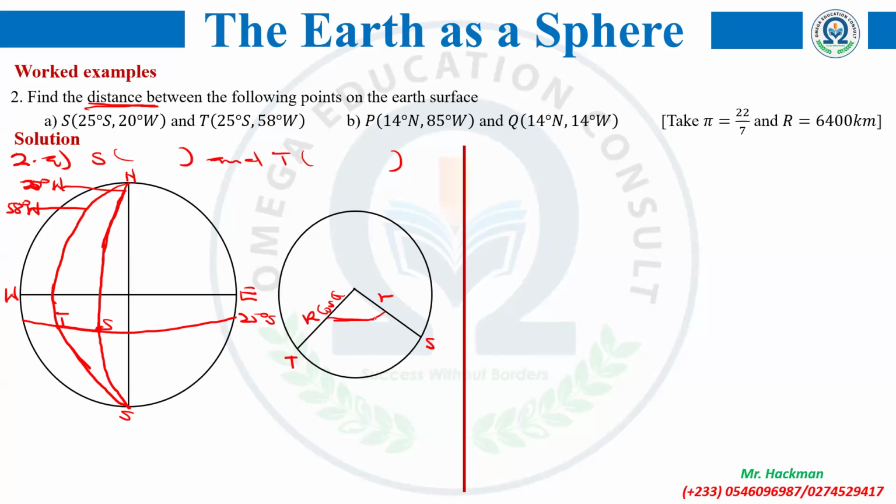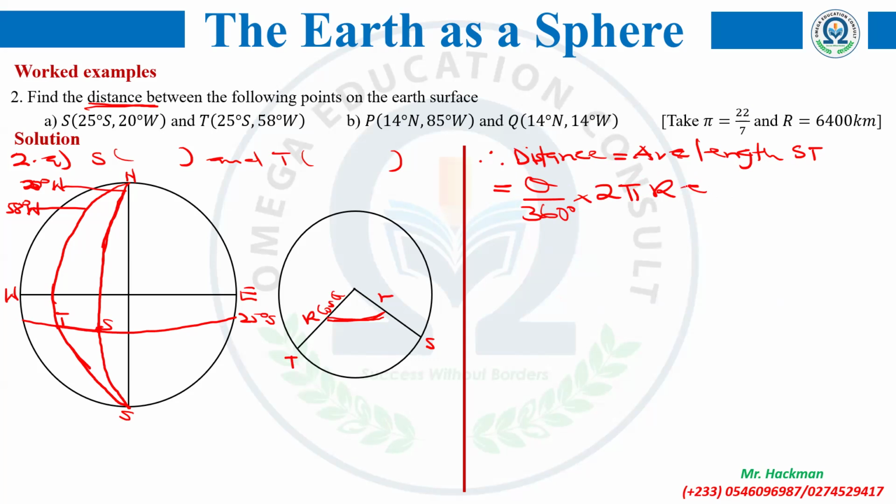This time around, we are going to quote the formula. The formula will tell us that we'll need the angle. Therefore, I know that the distance that I'm looking for will be equal to the arc length of ST, which is given by the length of an arc: theta over 360 degrees times 2 pi small r, but small r is big R cos theta. Is my point well made?